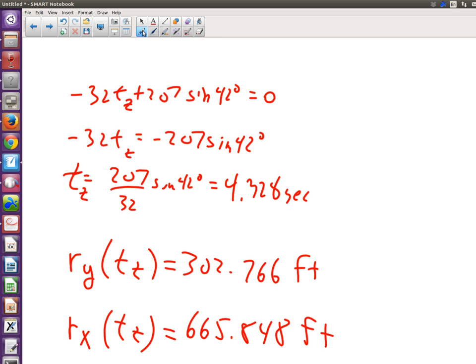I was trying not to round off before, in terms of sine 42 and cosine 42, so that I can round off here and not have to round off there. All right, so that's 1C. Any questions on that? This is not new. We've done this.